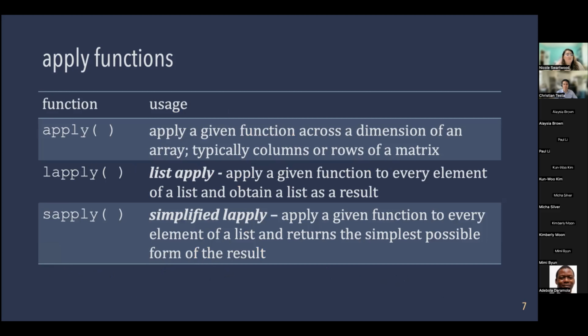Today, I'm just going to walk through 3 key functions of the apply family, each of which apply a function to every element of a data structure. The first of these is the apply function in general, which applies a user passed function to a specific dimension of an array. Most commonly, this is used to apply a function to the row or column of a matrix, but it can be expanded to multi-dimensional arrays, but I won't be discussing that today.